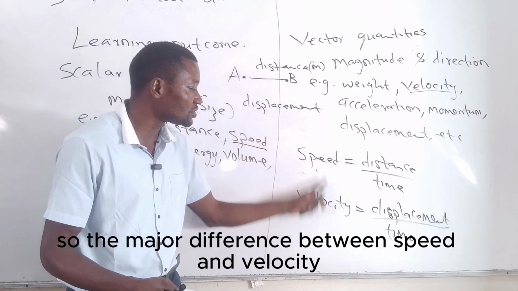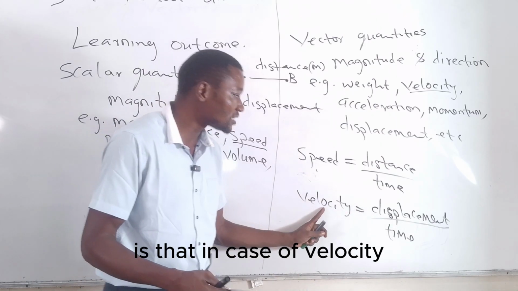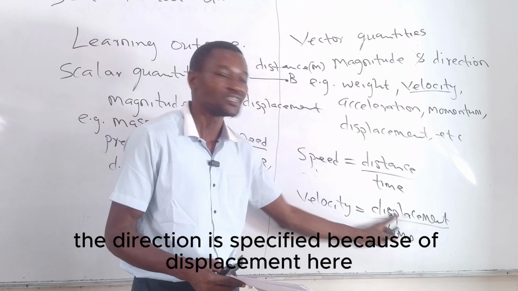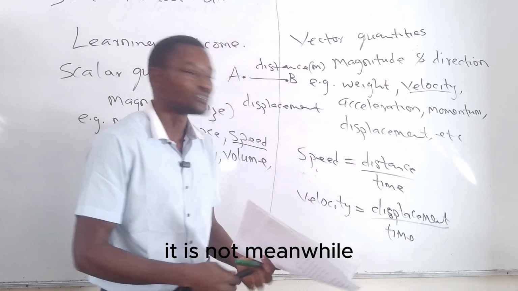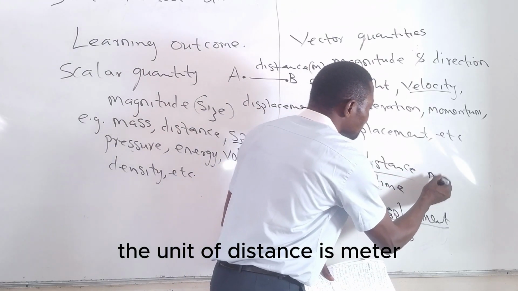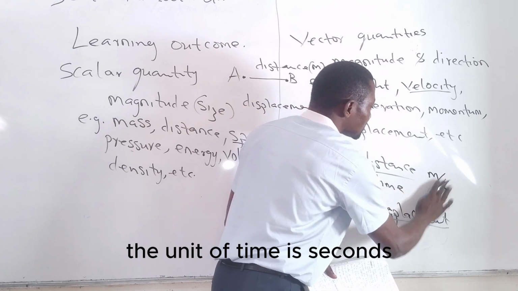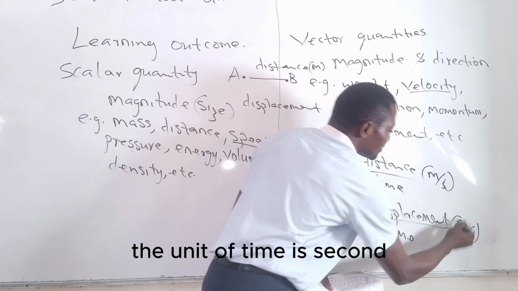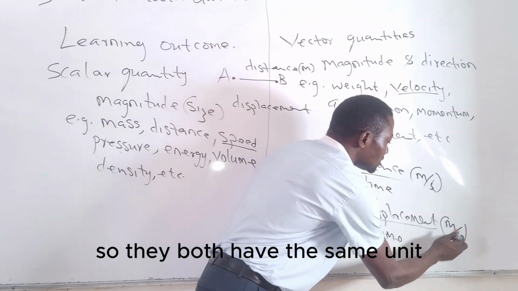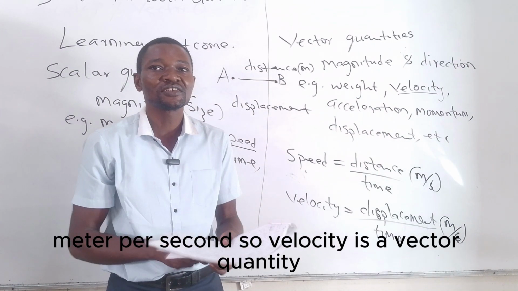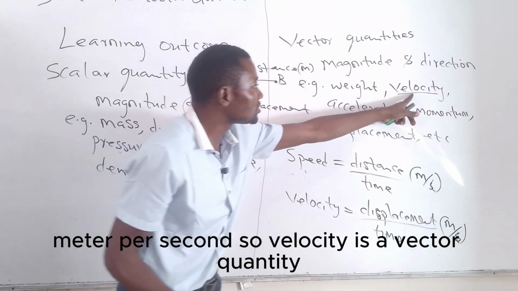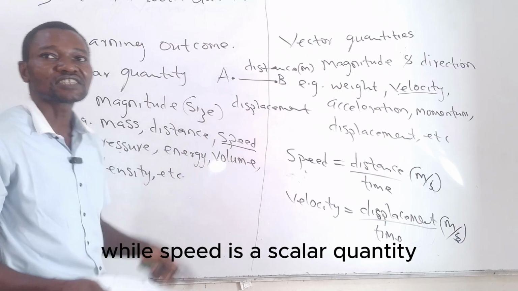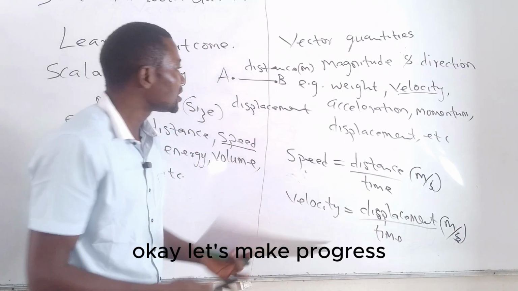So the major difference between speed and velocity is that in the case of velocity, the direction is specified because of displacement, while in the case of speed, it is not. Meanwhile, the unit of distance is meter, the unit of time is seconds. The unit of displacement too is meter, the unit of time is second. So they both have the same unit, meter per second. So velocity is a vector quantity, while speed is a scalar quantity. Okay, let's make progress.